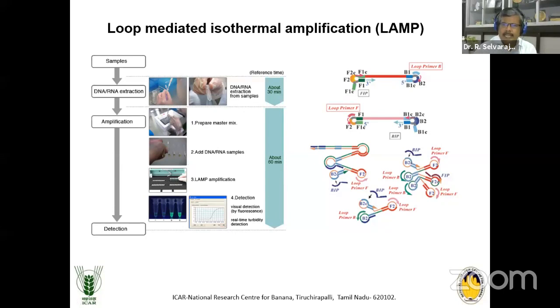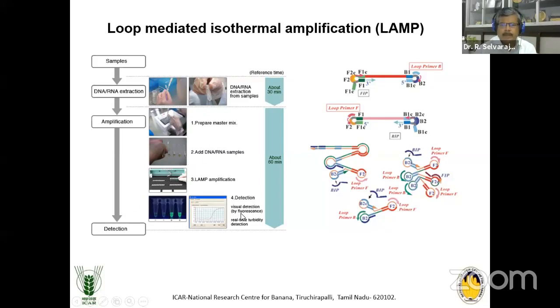So this is highly specific, but it is prone to contamination. If your laboratory is not clean, it can carry over the amplified product again and again. It will give a false positive. So you have to have very strict laboratory safety rules to do this. Simply extract DNA, amplify and detect. Such a fast method, and you can also do it visually.